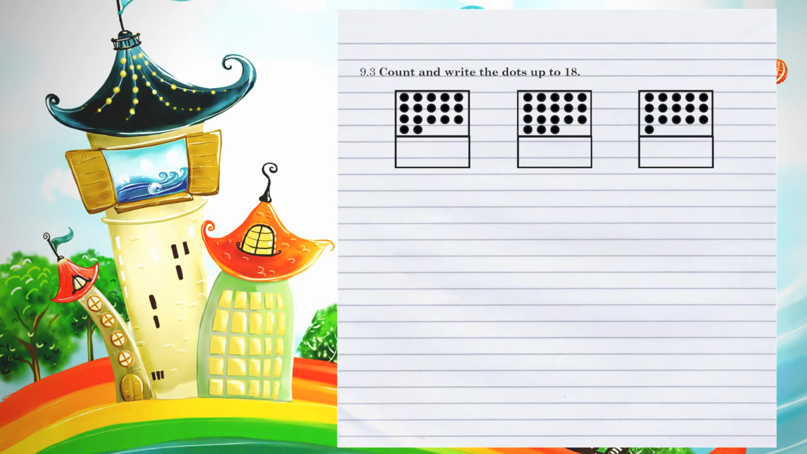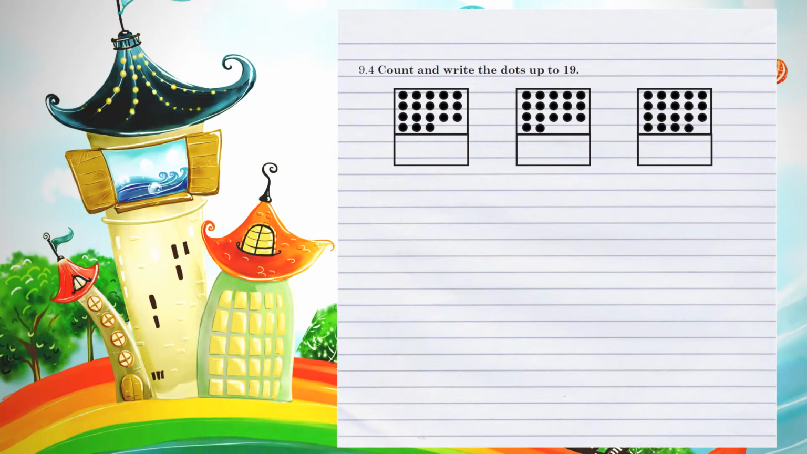Unit 9.3, counting and write the dots up to 18. Let's look at our first box here. We have our first 5, our second 5 make 10, our third 5 make 15, then we have 16, 17. 17 is a 1 and a 7. Let's look at the next one. We have our first 5, which is 5, second 5, 10, third 5, 15, then we have 16, 17, 18. An 18 is a 1 and an 8.